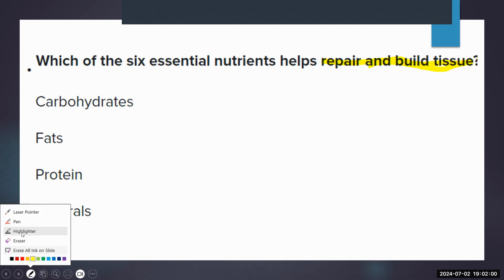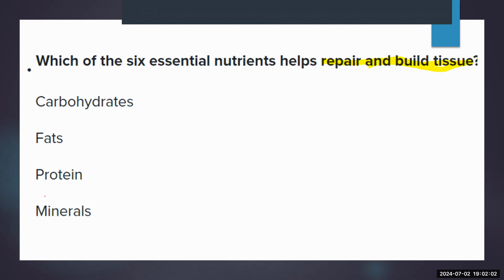You can probably eliminate minerals. Okay, we can eliminate minerals. What do minerals do? Minerals are going to be our bone health and fluid balance. All right, what else can we eliminate? Fats. So fats are going to be our long-term energy. All right. That gets us down to carbs and proteins. Either way, we have a 50% chance, right?